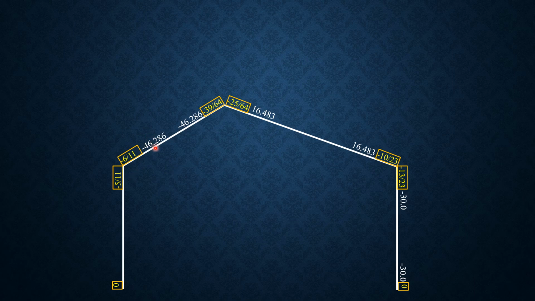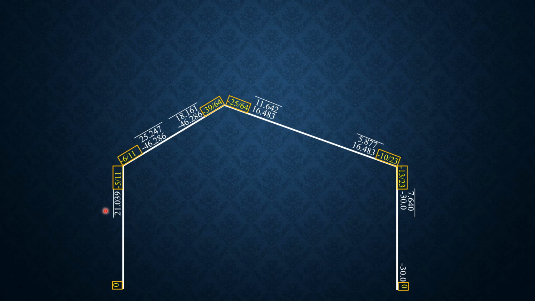So beginning with this joint, negative 46.286 times negative 6 over 11, 25.247 lakh. Negative 46.286 times negative 5 over 11, 21.039 lakh. Quantity negative 46.286 plus 16.483 times negative 39 over 64, 18.161 lakh. Same quantity times negative 25 over 64, 11.642 lakh. 16.483 times negative 10 over 23, 5.877 lakh. 16.483 times negative 13 over 23, positive 7.640 lakh.